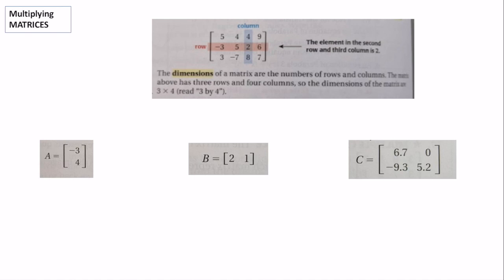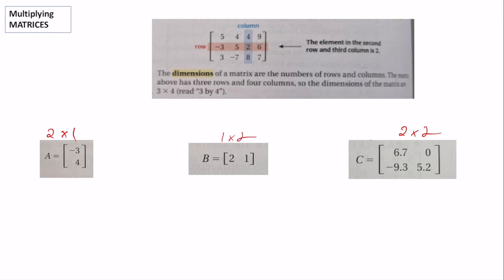One of the things we learned the other day is that we define or name a matrix by the number of rows times the number of columns it has. So in the top example, you have 3 rows, 4 columns, so it's a 3 by 4 matrix. A has 2 rows, 1 column, so this would be a 2 by 1 matrix. B has 1 row, 2 columns, so this would be a 1 by 2 matrix. And C has 2 columns, 2 rows, so this would be a 2 by 2 matrix.